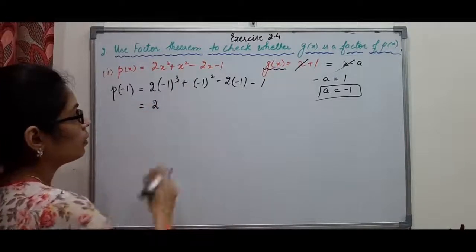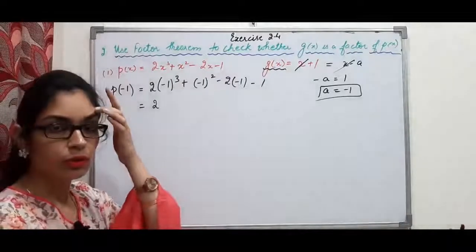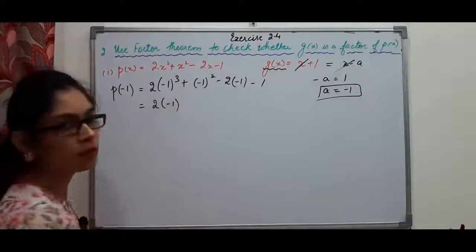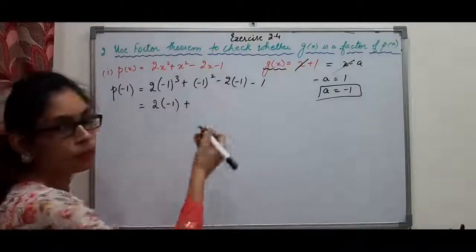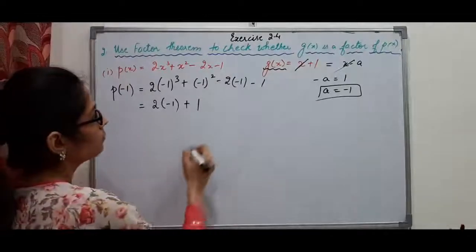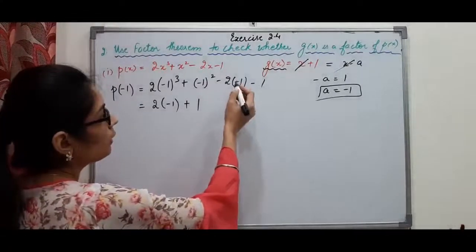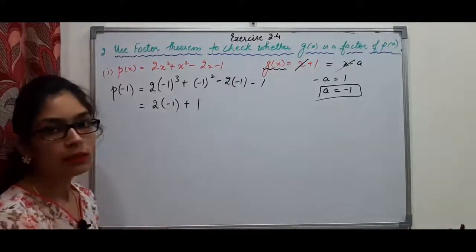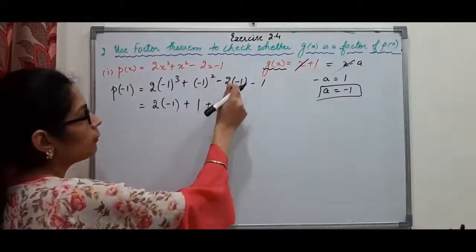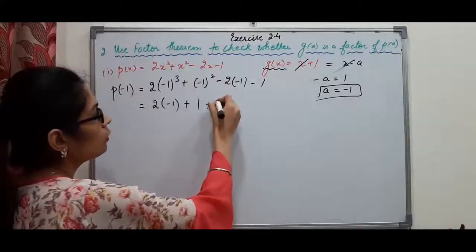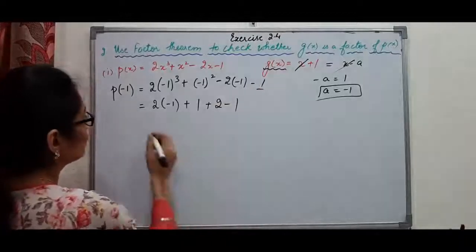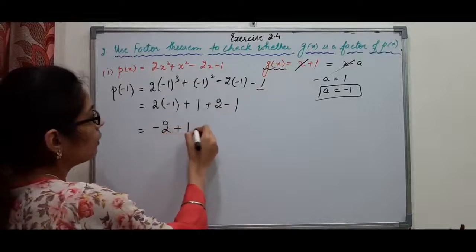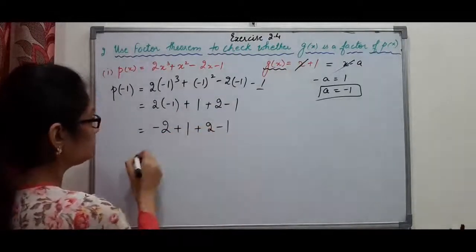Minus 1 cube, in the previous question also we have seen cube of minus 1 is equal to minus 1. Plus square of minus 1 is equal to 1. 2 into minus 1, directly we will write here this minus sign and this minus sign. 2 minus signs together will change into a plus sign. Minus into minus is plus. 2 into 1 is 2 minus 1. This I will write as it is. 2 into minus 1 is minus 2 plus 1 plus 2 minus 1.